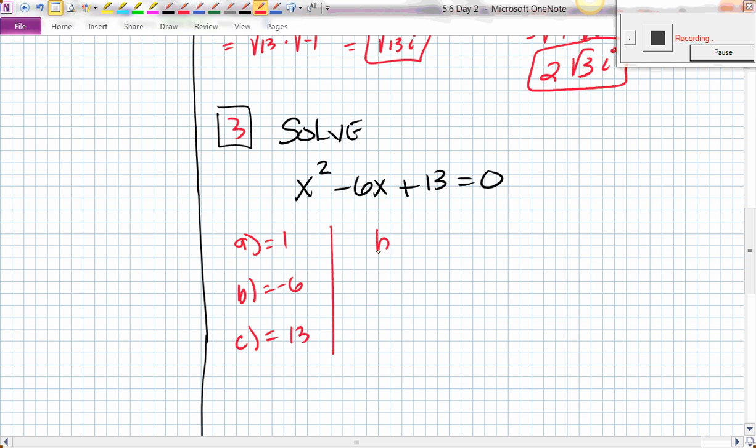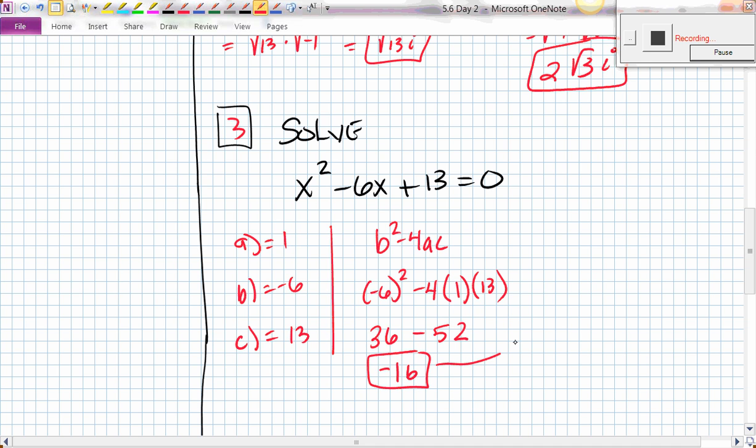Then check the discriminant, b squared minus 4ac. Okay, so that's going to give me -6 squared minus 4 times 1 times 13. -6 squared is a positive 36. Take away 4 times 13 is 52. So I have a -16 for my discriminant. So here's what that means.